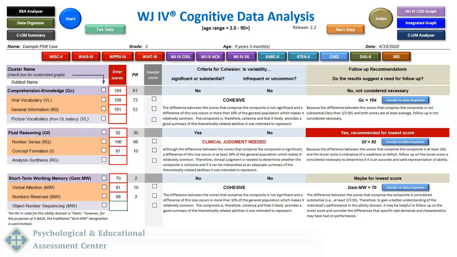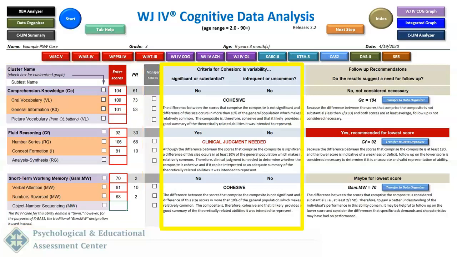After all testing is completed and scored by the examiner, the scores are entered into the XBAS program. In our example, the examiner used the Woodcock-Johnson test of cognitive abilities to measure cognitive and processing areas. This is a screenshot of a portion of the page the examiner would see when they enter their scores. On the left, you can see the different CHC broad domains that the Woodcock-Johnson is measuring. Here, the examiner entered their standard scores for each composite and subtest.